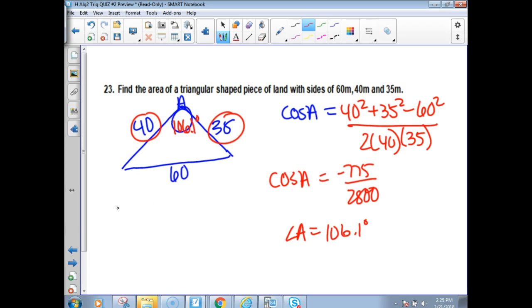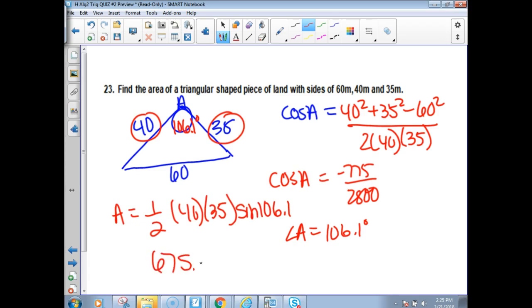Now, the area formula would be half of the adjacent sides to the angle, 40 times 35 times the sine of 106.1. And that's 675 point something. Is it 0.9? 0.5? Square meters. Need a label that will count off. Area, so it's square units.